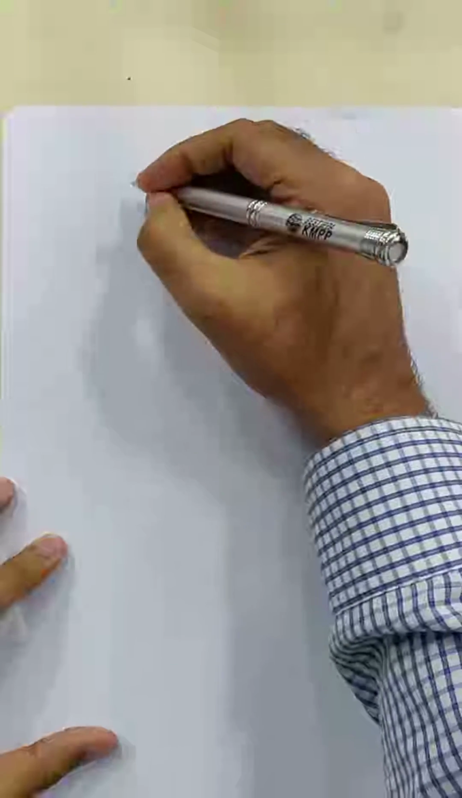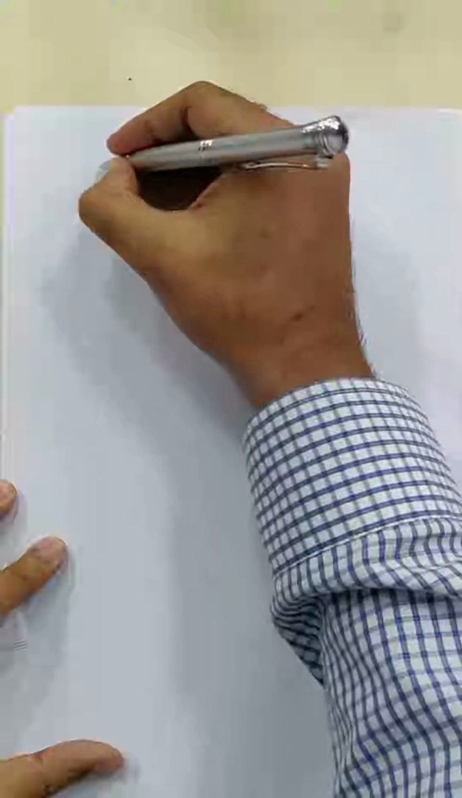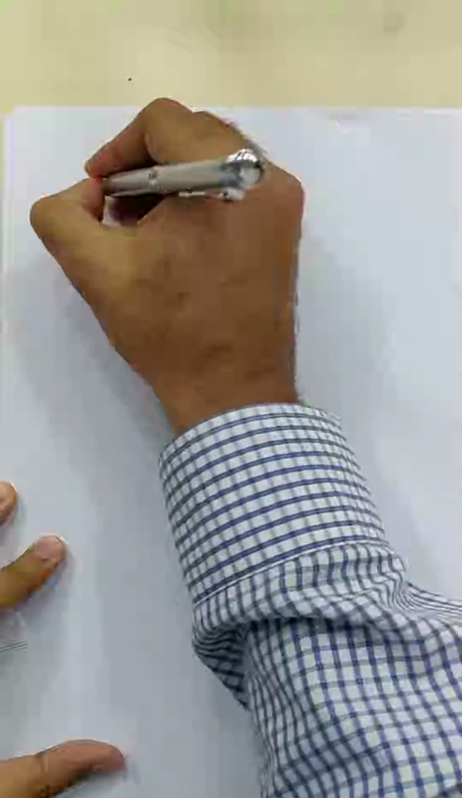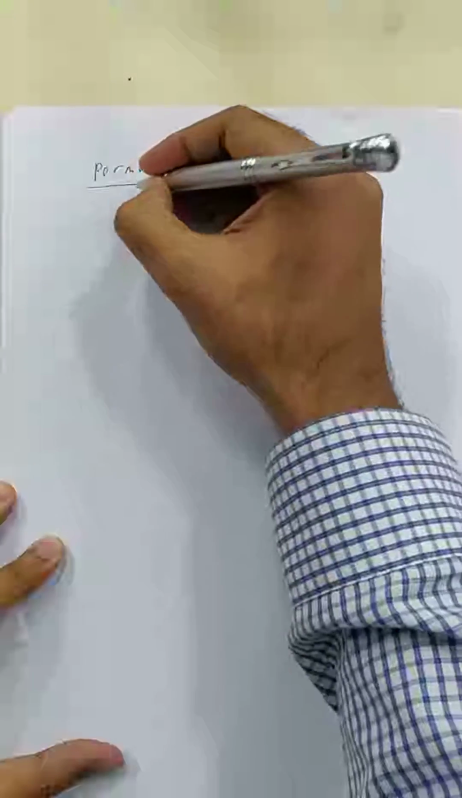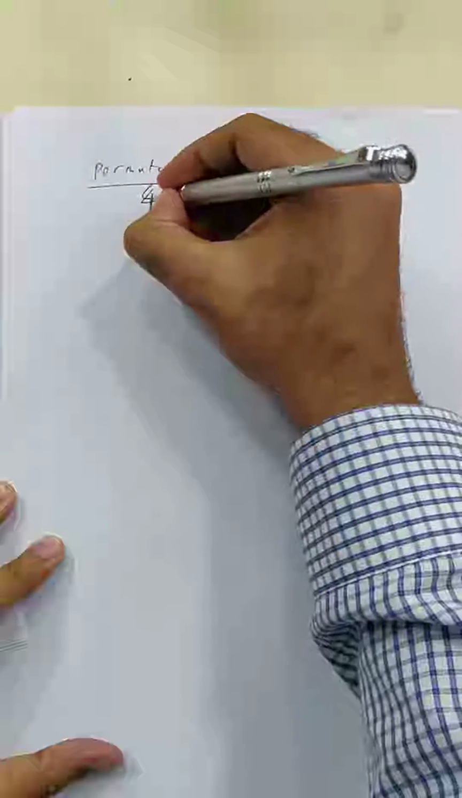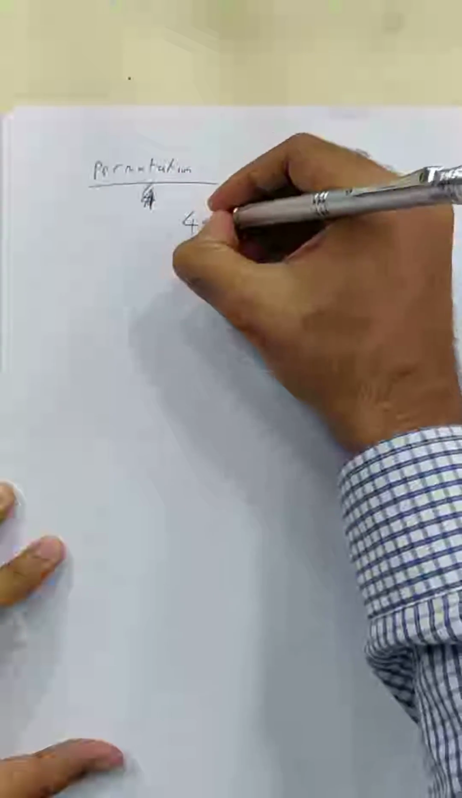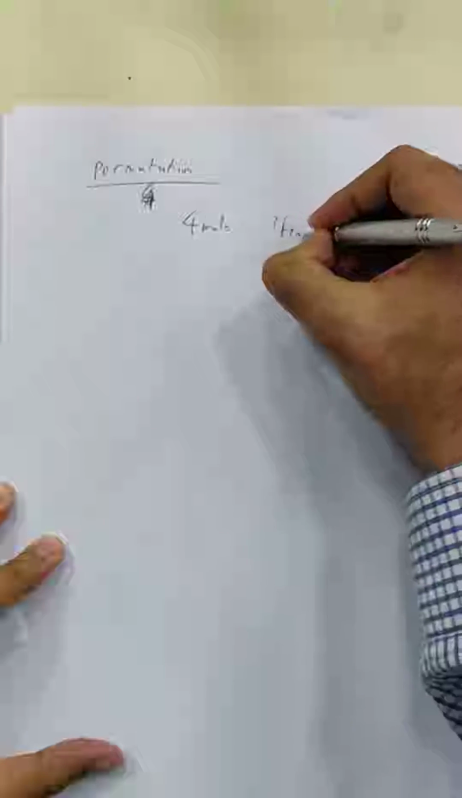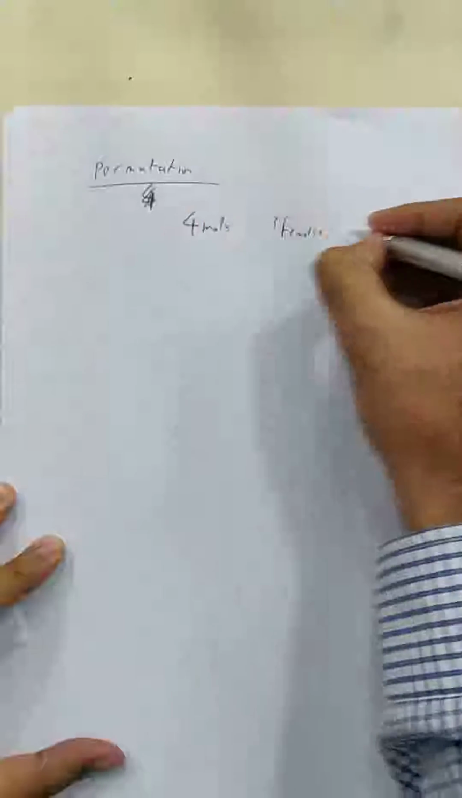Okay, let's begin our lesson by continuing from the other day. Alright, let's begin with permutation first. Do you still remember how to do this? There are 4 males and 3 females seated in a row.